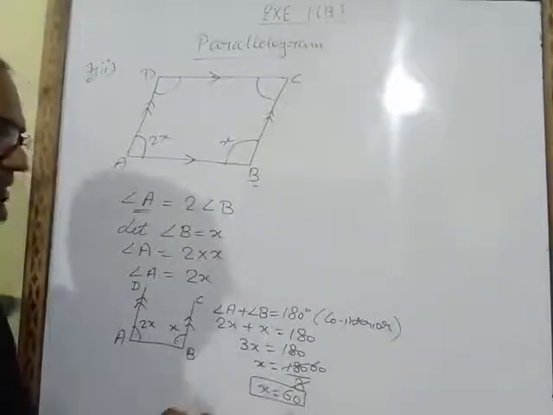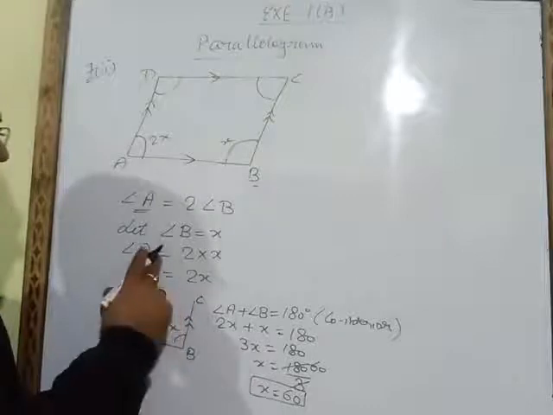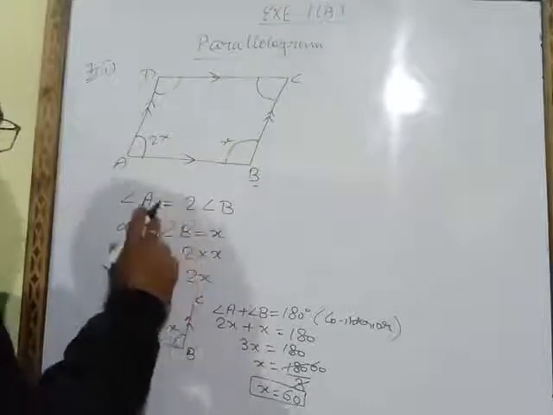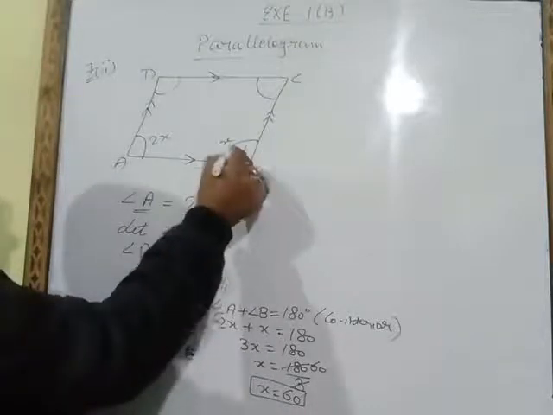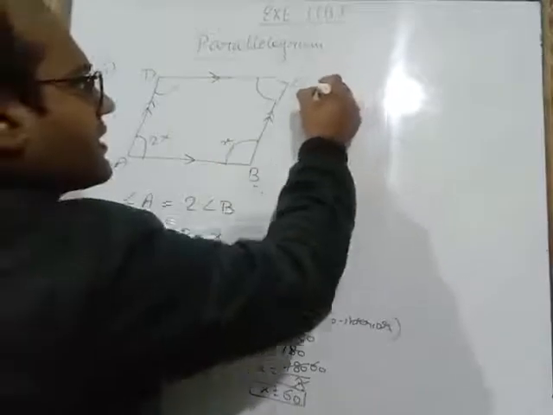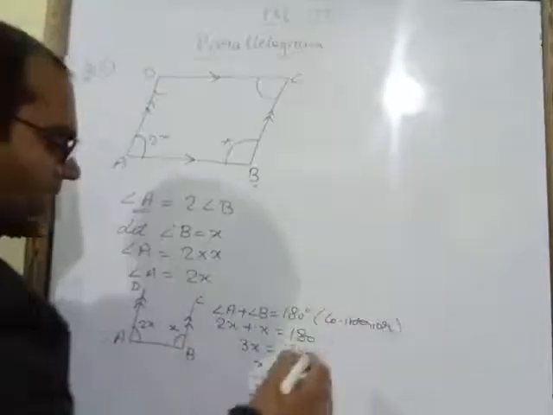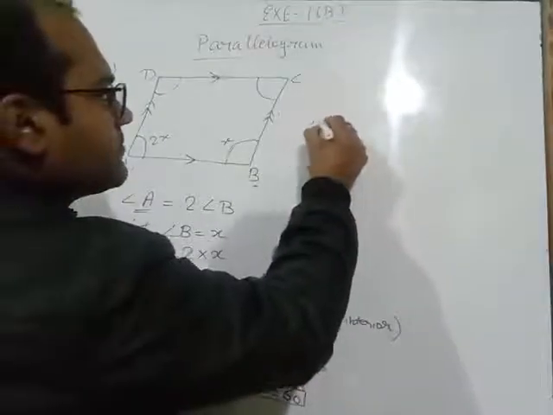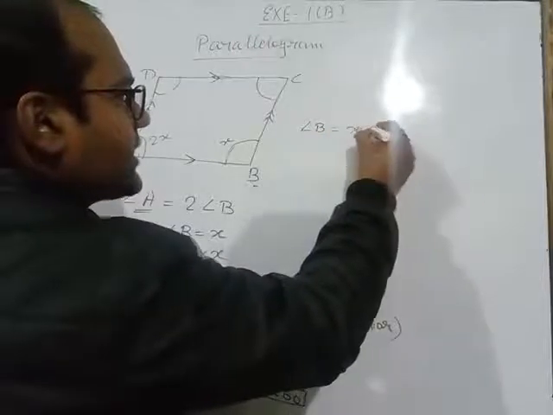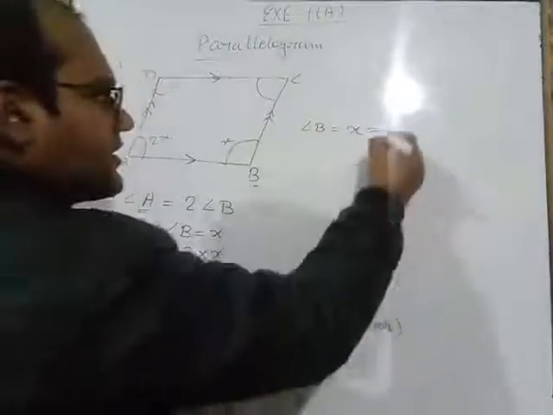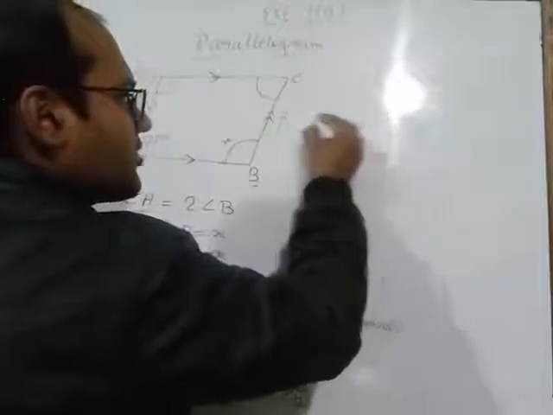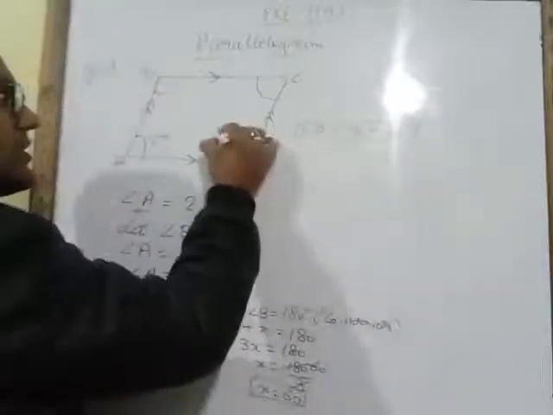Now with the help of this X, we will write angle A's answer as well as angle B's answer. What is angle B? Angle B is X. So here we will write angle B is X, and X answer is 60 degree. So here we got the answer of the first angle, that is angle B.